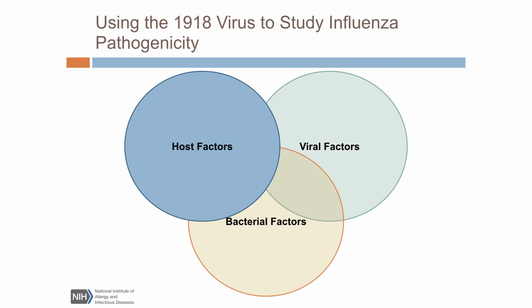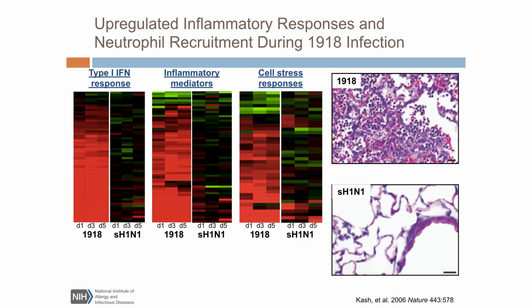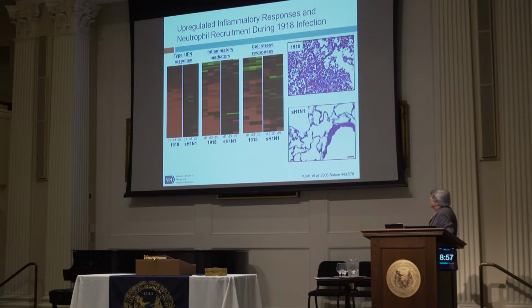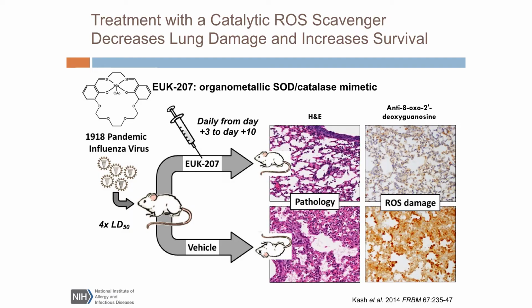So let's talk about host inflammatory factors. This is another very important point. The virus itself causes damage, but a lot of the damage that you see in a lot of the morbidity and mortality is due to the host inflammatory response to the virus. Here you can see a typical seasonal infection causes no inflammation in the lungs, whereas in 1918 you get this massive inflammation of white blood cells into the lung, leading to massive upregulation of genes associated with the inflammatory response.